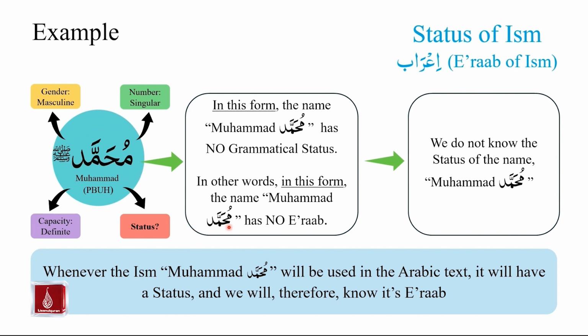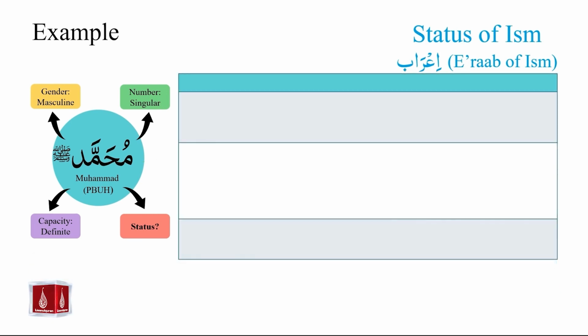In the next sections, we will, inshallah, learn how Ism Muhammad will look with a grammatical status and how it will look with i'rab. Let us study how the name of Prophet Muhammad, peace be upon him, will appear in the Arabic text when it is used with its grammatical status or with its i'rab.